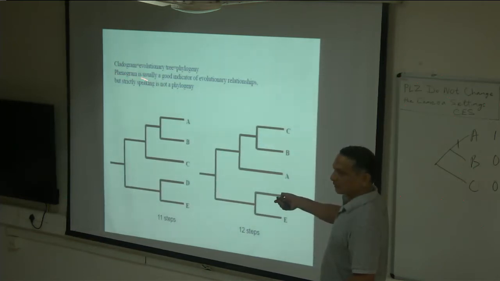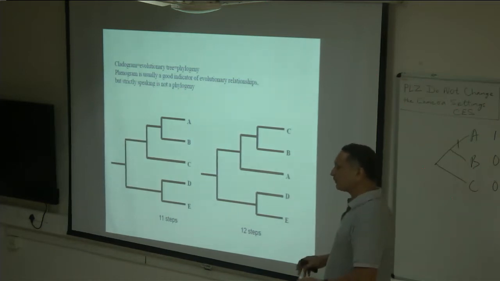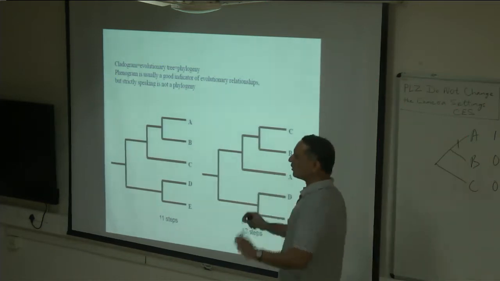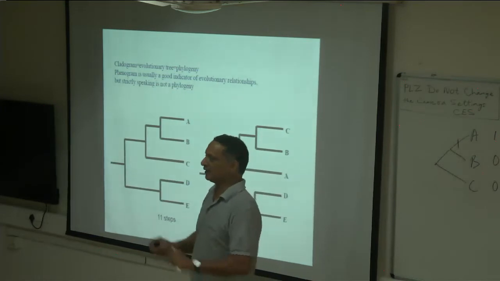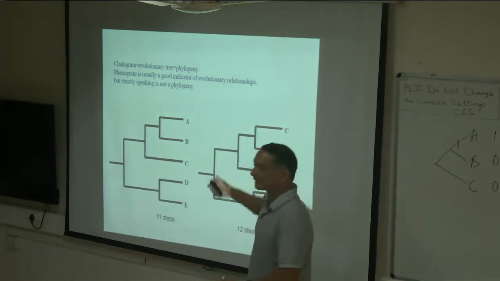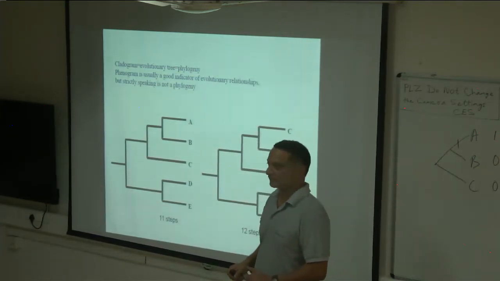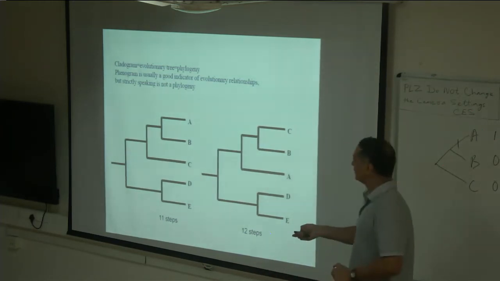A phenogram, which is an output of a UPGMA tree, is a good indicator of evolutionary relationships, but it is not an evolutionary tree, not a phylogeny. At least that's what the cladists would argue. Okay, does that make sense?